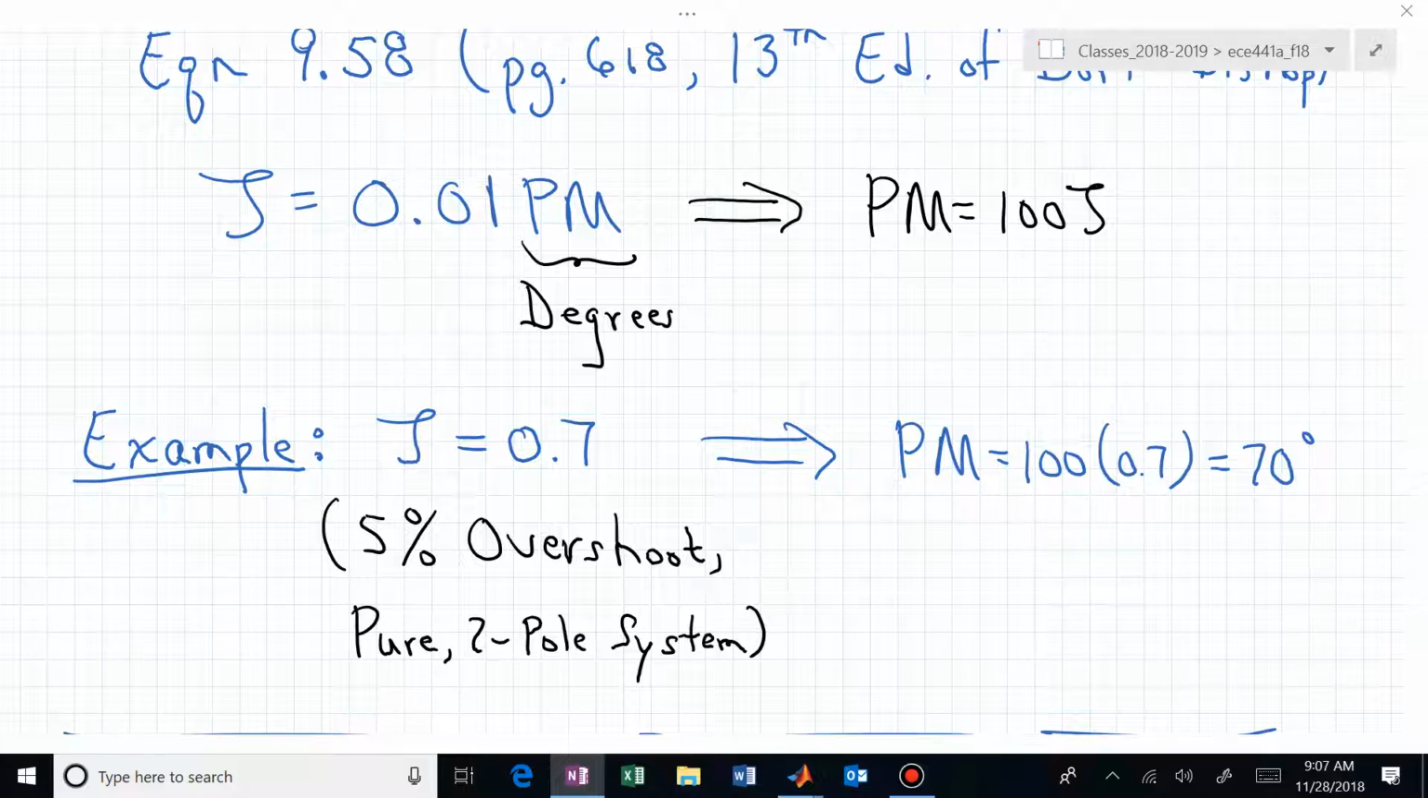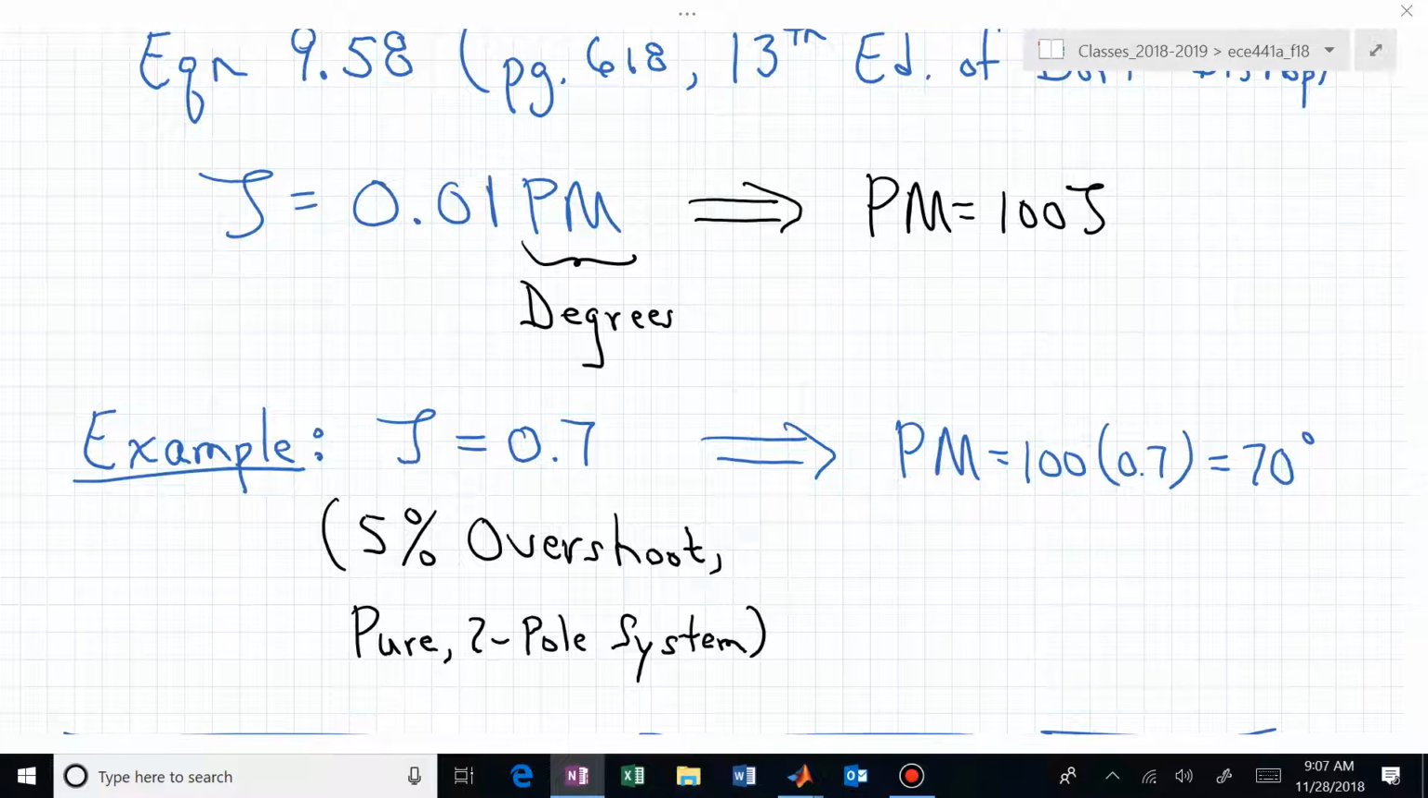So if you wanted a small overshoot, a 5% overshoot, you might target a phase margin around 70 degrees. That's the connection. And in one of the homework problems, it might give you a zeta value, and you're going, well, how do I do this? I'm doing a Bode Plot design. I don't have a phase margin. Well, here's how you can now make that connection.